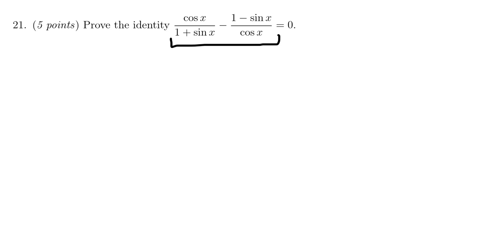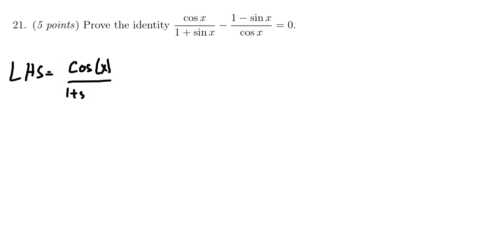I always like to start with the more complicated side if possible. I think it's easier to simplify than to complicate a mathematical expression. So in our proof, we're going to start with the left-hand side here, and then we're just going to rewrite exactly what we see there. Cosine of x over 1 plus sine x minus 1 minus sine of x over cosine of x.